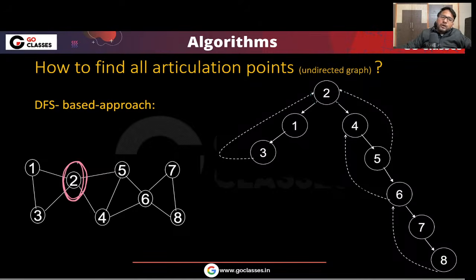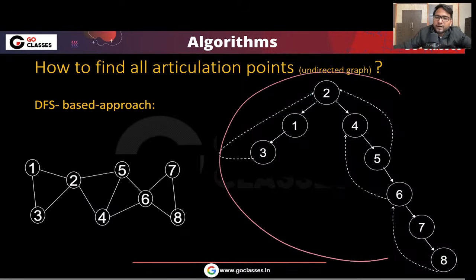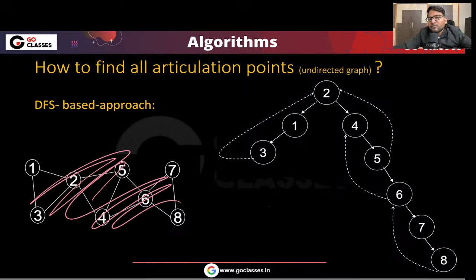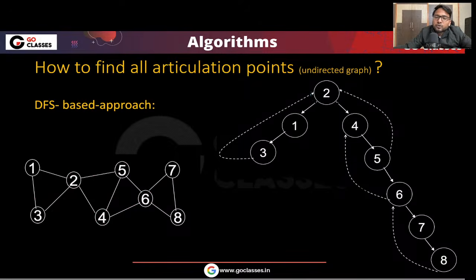First of all, tell me, is 2 an articulation point? Yes. Now if I'm choosing 2 as a root, then this is something that I'm getting. Now you tell me, is this 2 an articulation point? Looking at this tree and the extra edges, whatever is there, can you now tell me that 2 is an articulation point? Suppose I don't give you the graph, I give you the graph in this form, which means I give you the tree and the dotted edges, right?